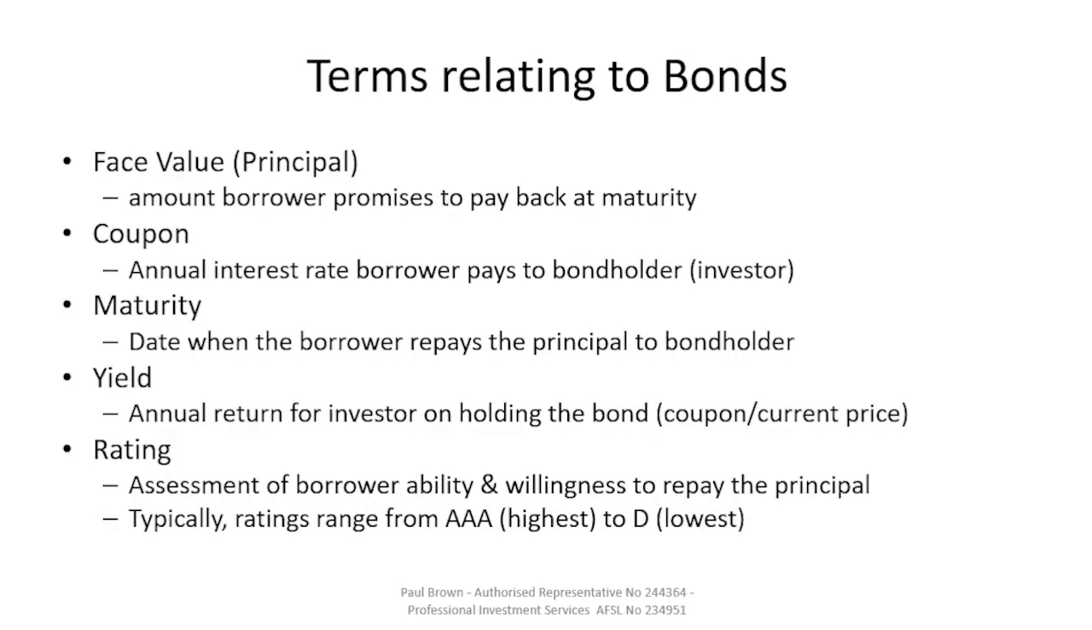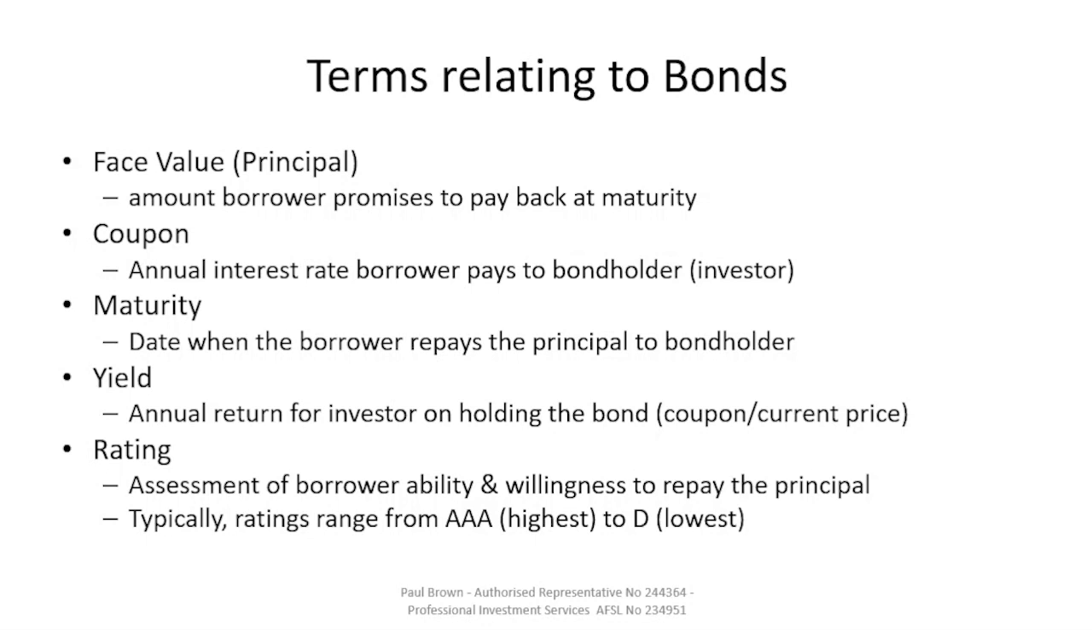So let's just look at some terminology relating to bonds. So firstly, you've got face value or principal. This is the amount the borrower promises to pay back at maturity. Okay, you've got the coupon, which is the annual interest rate the borrower pays to the bondholder or the investor. You've got maturity, which is the date when the borrower repays the principal. You've got the yield, which is the return for the investor on holding that bond, and it's typically the coupon divided by the current price.